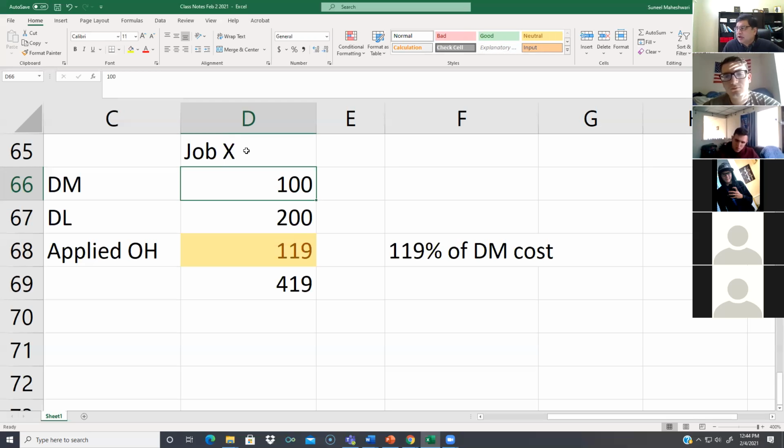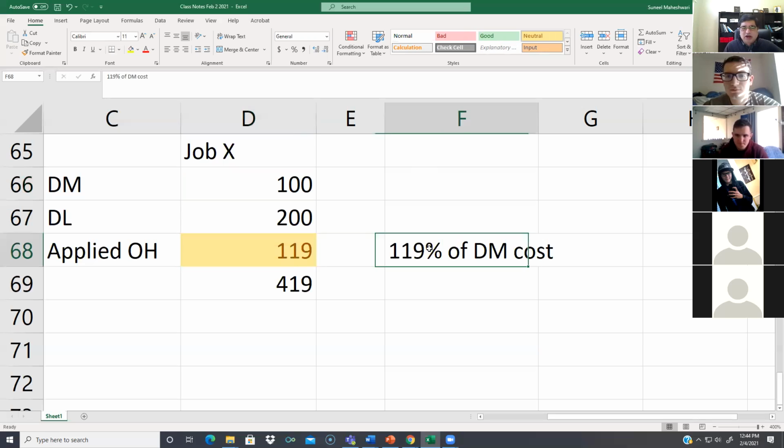Is everyone good with that, please? So depending upon the overhead base, your applied overhead cost will change. I just want to make sure you understand this part very clearly because you'll be using this again and again, and I don't want you to have any doubts about it.